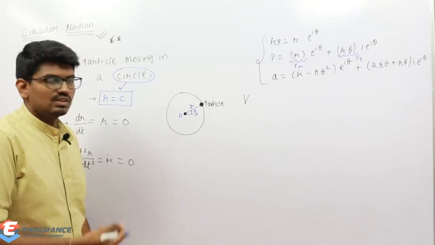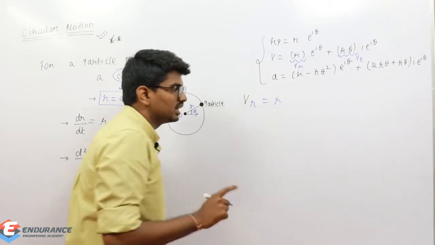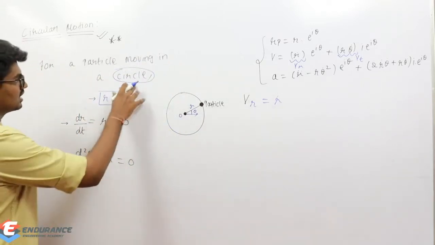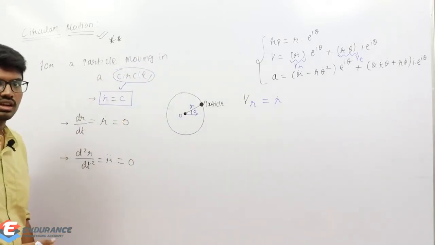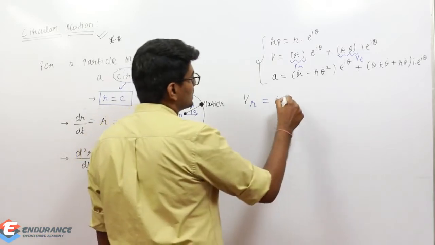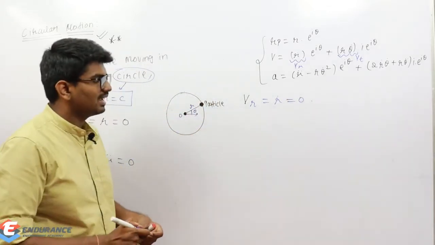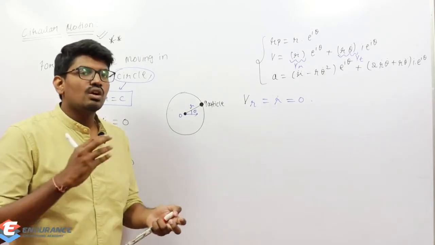Now radial velocity is nothing but r dot. But for a circular motion, if a particle moves in a circle, what is going to happen? r dot is going to be 0, because we know that r is constant, so r dot is 0, which implies there won't be any radial velocity. It is very obvious also.